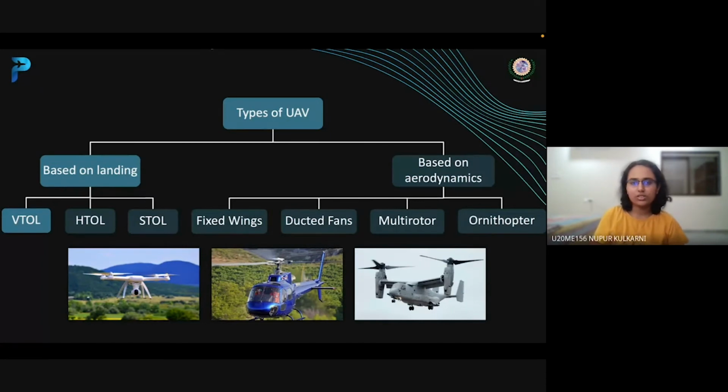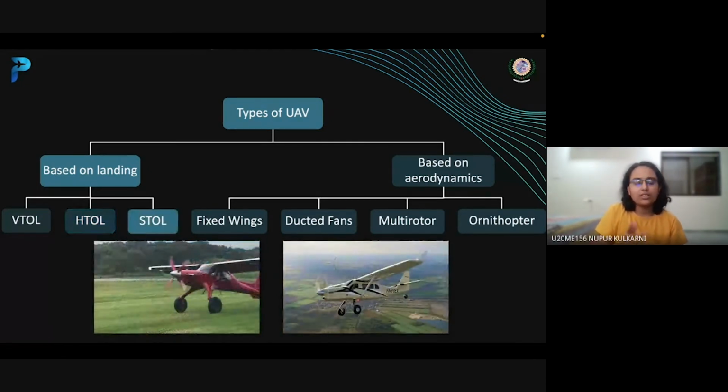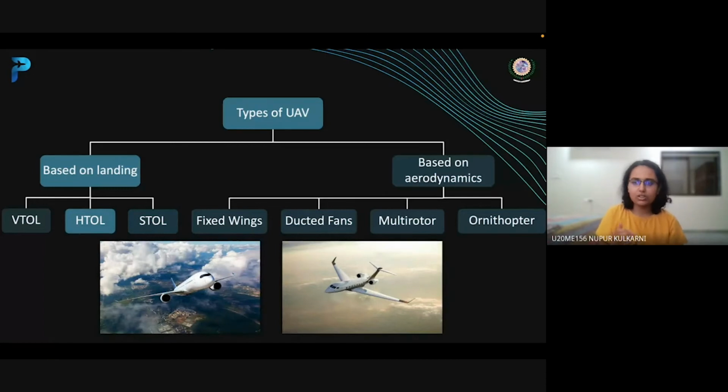For example, drones, helicopters, and multi-rotors don't need a runway for takeoff and landing. Next we have HTOL, horizontal takeoff and landing. In this, we need some space. We need a specific runway for the airplane to take off and land. So a differentiating factor is that wherever less space is required, there we can implement VTOLs. Most passenger aircraft come under HTOLs because they take off horizontally through a runway.